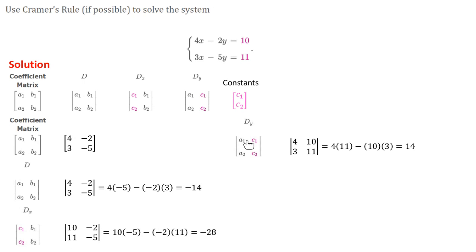And then we're going to need dy. So remember, for dy, the coefficients of y we get rid of, and we replace them with the constants. 4 times 11 is 44. 10 times 3 is 30. So we end up with 14.